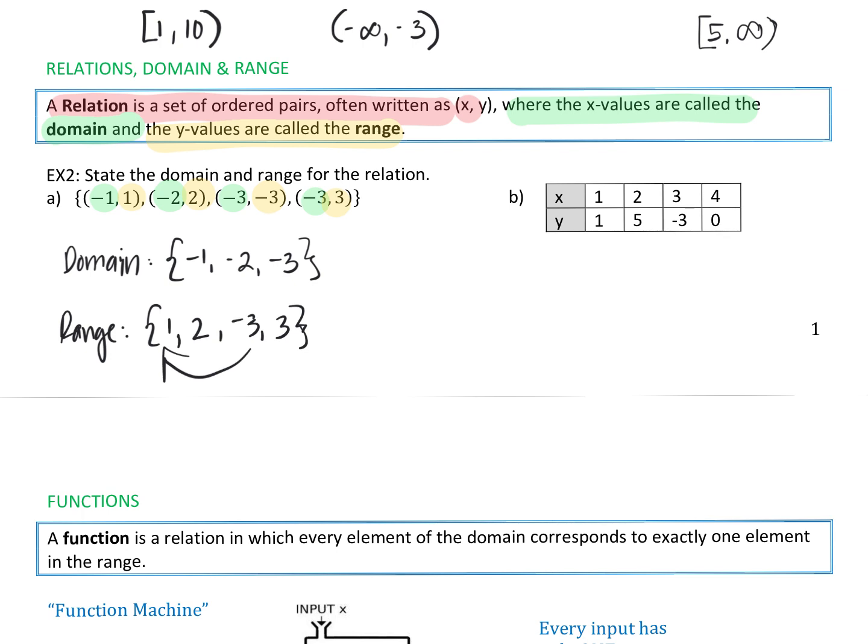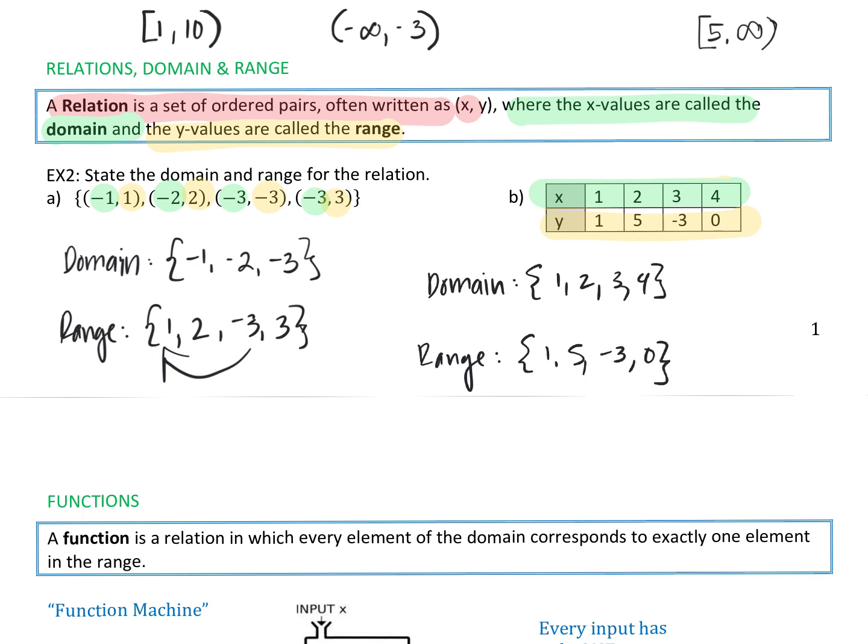All right, let's take a look at the next ones. This one is listed out even nicer for us. These are my x values right there. Oops, I was using green. Those are my x, and those are my y values. Again, x values are my domain. Yep, that's correct. So listing those out, I get 1, 2, 3, and 4. And then my y values are my range. Those are my yellow numbers. 1, 5, -3, and 0. Again, my range values are my y, my domain are my x.